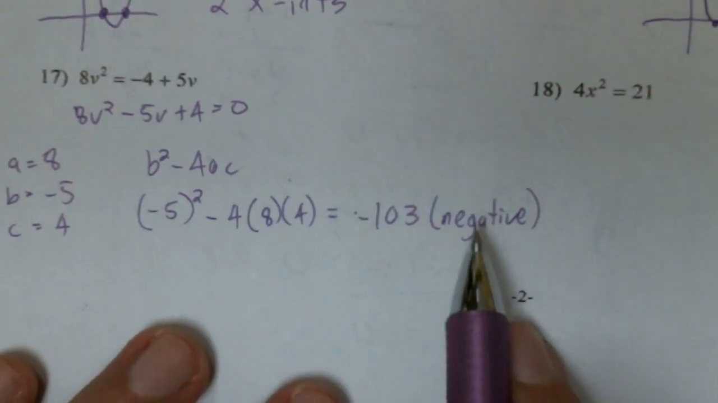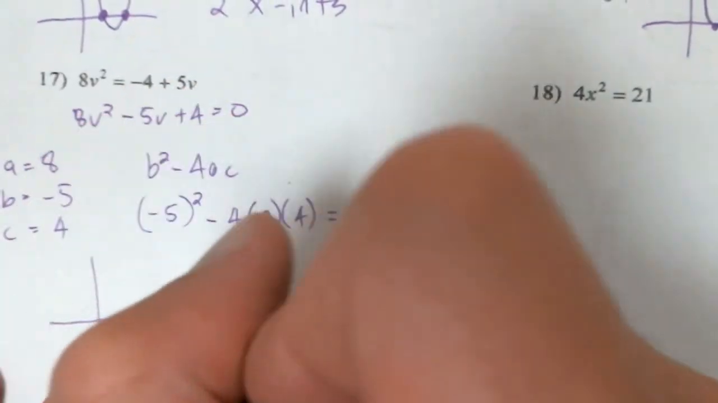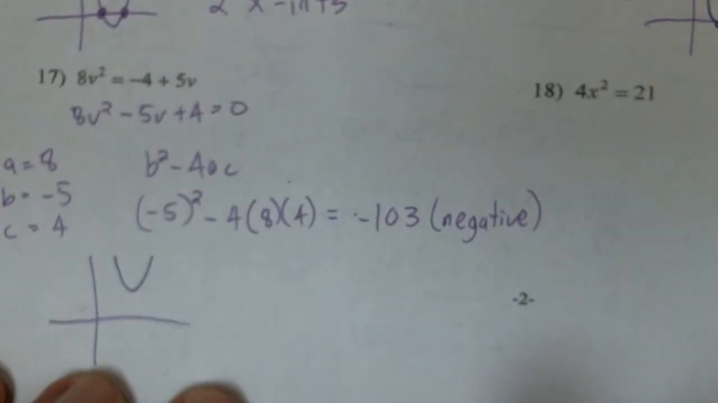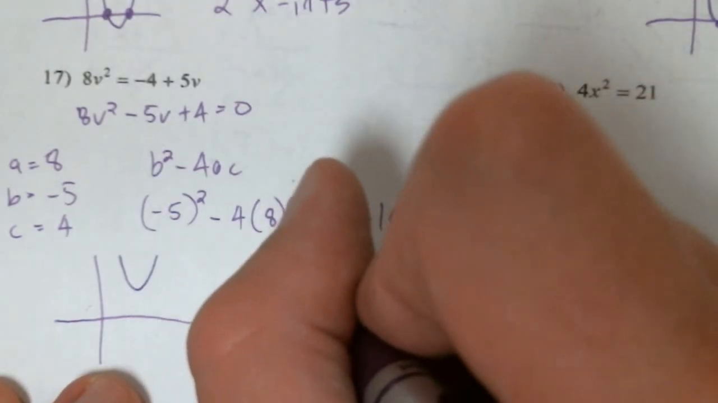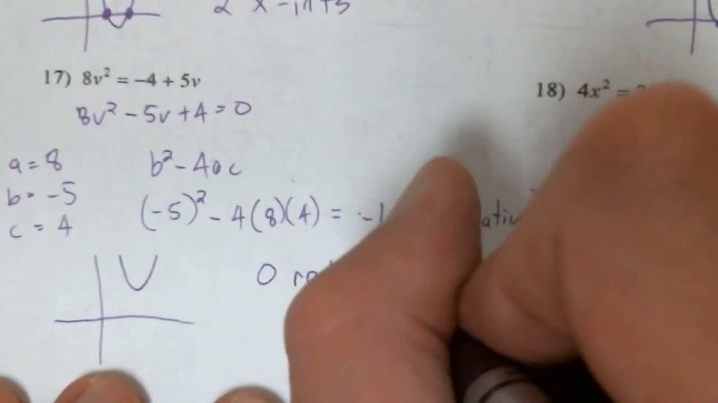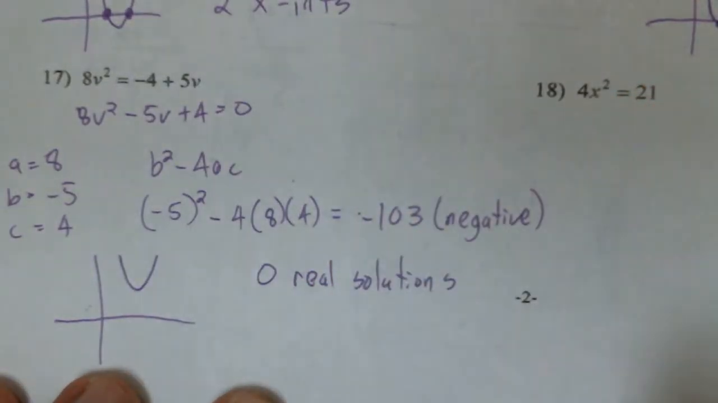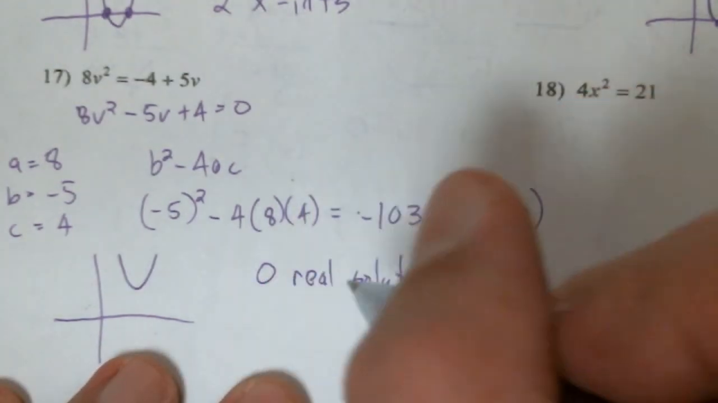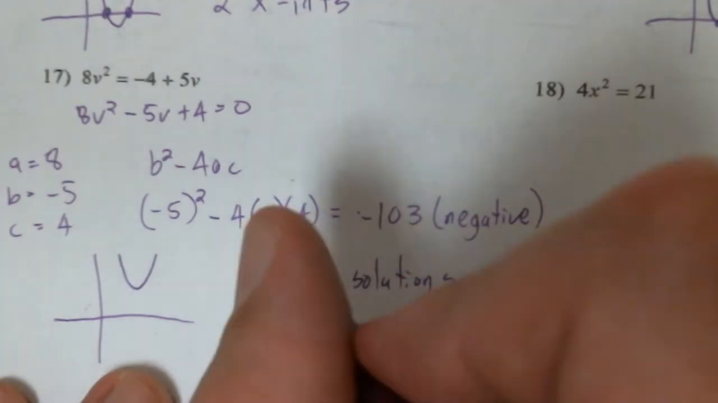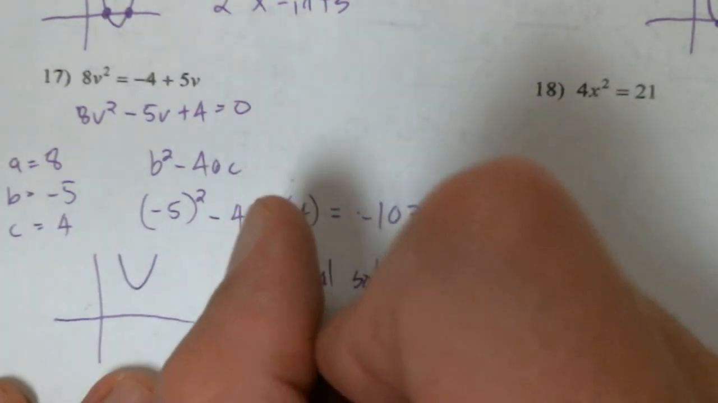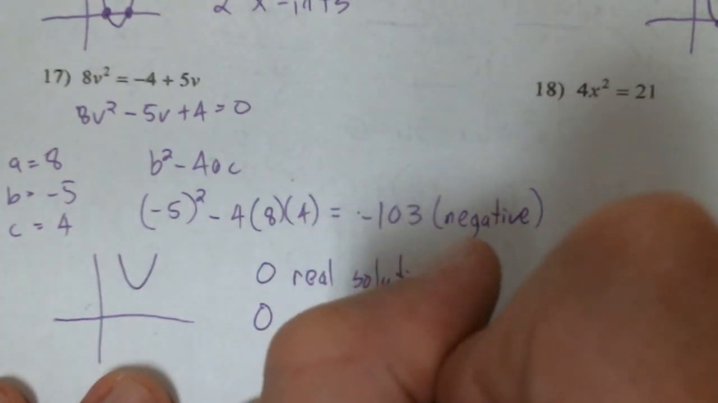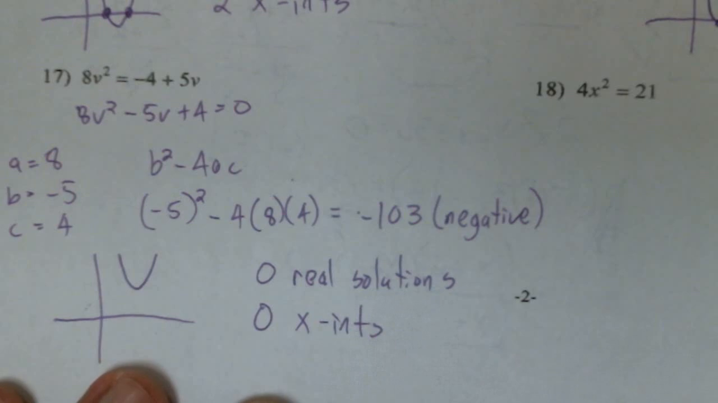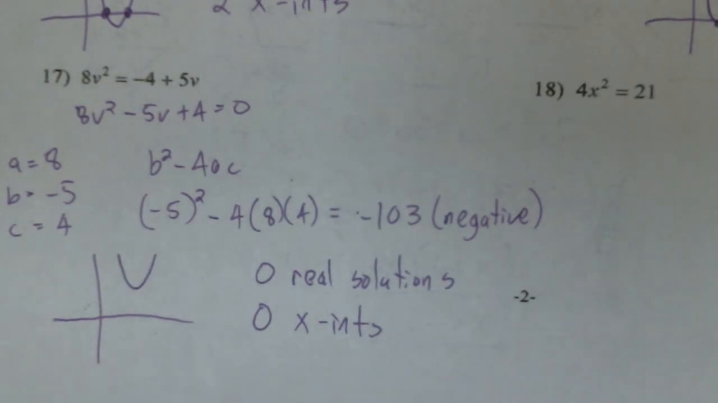Okay, so when my discriminant is negative, guys, I don't have an x-intercept. Okay, so I have 0 real solutions. Now on the quiz, if you guys want to write 2 imaginary solutions, I'm perfectly fine with that. Technically that's a better answer anyway. 2 real solutions, or excuse me, 0 real solutions and 0 x-intercepts. Or 2 imaginary solutions and I still have 0 x-intercepts.